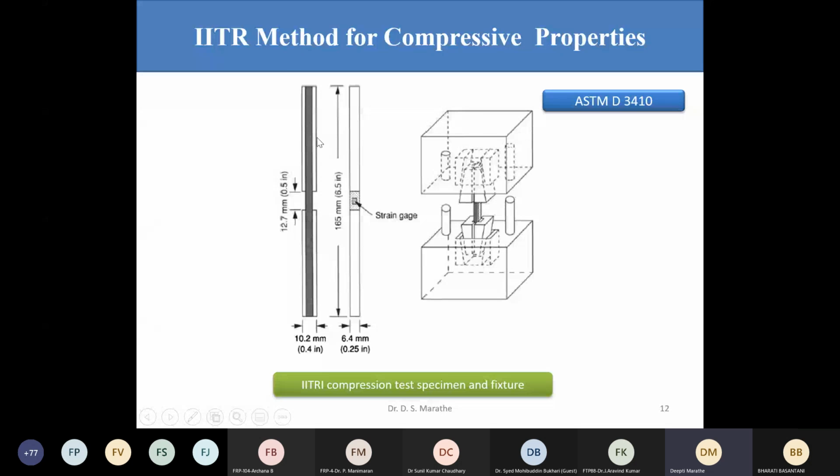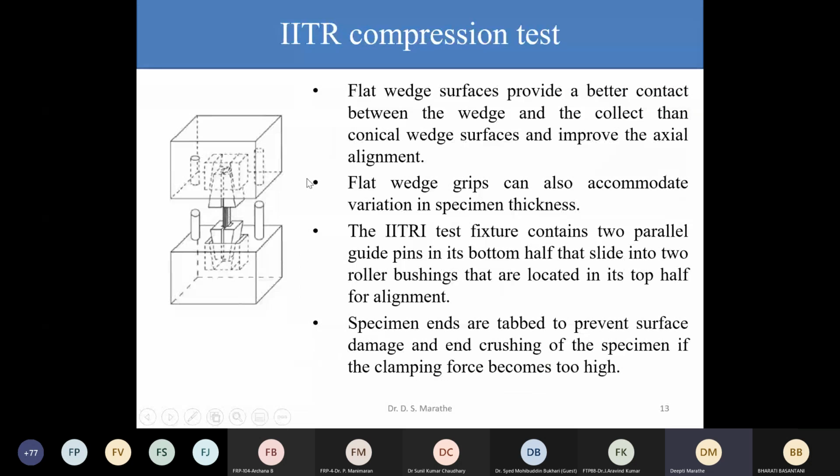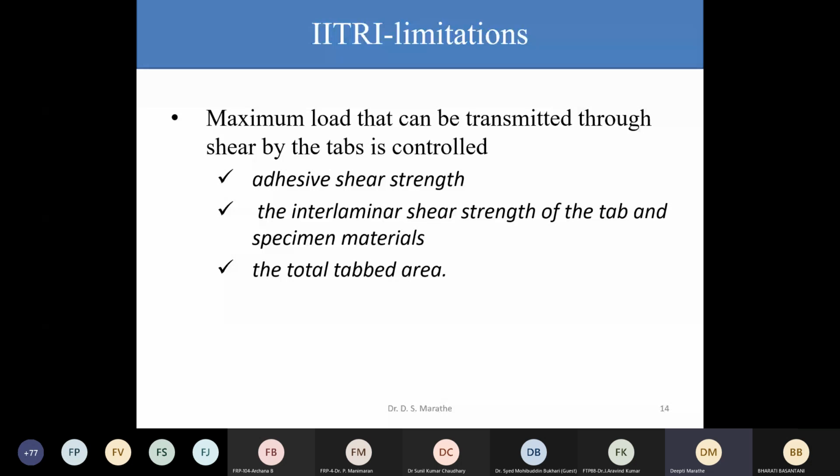It also has to be such that there is no crushing of this particular sample in the grip. Now the maximum load that can be transmitted due to shear through the tabs is controlled by the shear strength of the adhesive and the interlaminar shear strength of the tab and the specimen material, and the total tabbed area. So naturally the maximum loading becomes a function of the type of adhesive that you are using here.